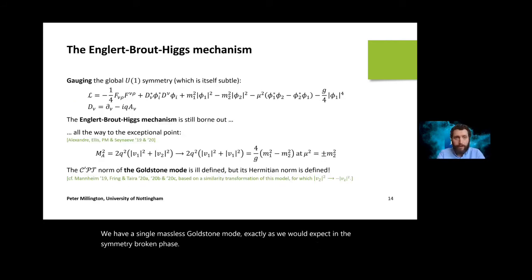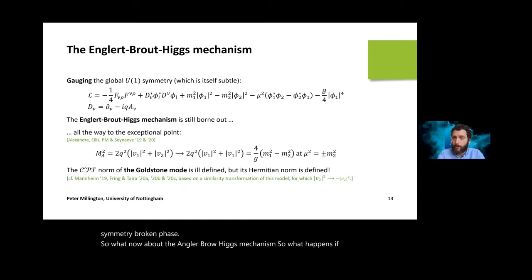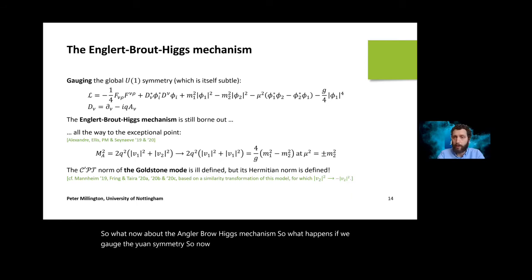So what now about the Englert-Brout-Higgs mechanism? So what happens if we gauge the U1 symmetry? So now we want a spontaneously broken local symmetry, spontaneously broken gauge symmetry.